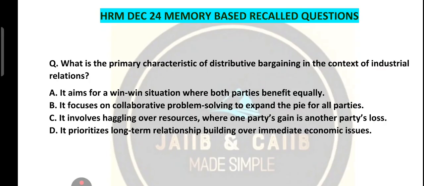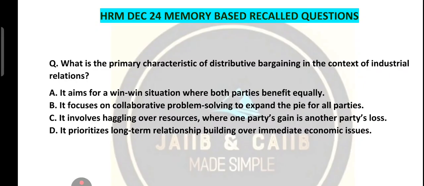What about option B? It focuses on collaborative problem solving to expand the pie for all the parties. Yes, this is again wrong. Expand the pie means creating more value or benefit for everyone involved. This is also called integrative bargaining. What about option C? It involves haggling over resources, where one party gains and the other party loses.